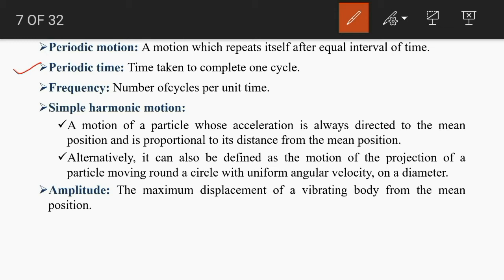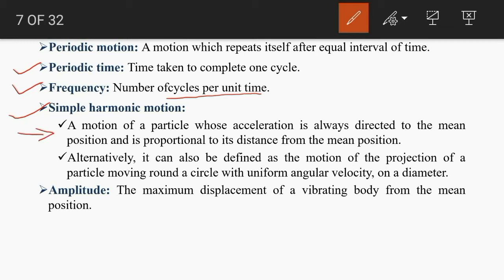Okay, next one, frequency, that is also a most important term in vibration analysis. Frequency is the number of cycles per unit time. So in vibratory motion, the number of cycles completed per unit time is nothing but frequency. Now simple harmonic motion is most important because in most cases the vibration is in the form of simple harmonic motion. Simple harmonic motion is nothing but a motion of a particle whose acceleration is always directed toward the mean position and is proportional to the distance from the mean position at a particular instant of time. So that is the important definition of simple harmonic motion.